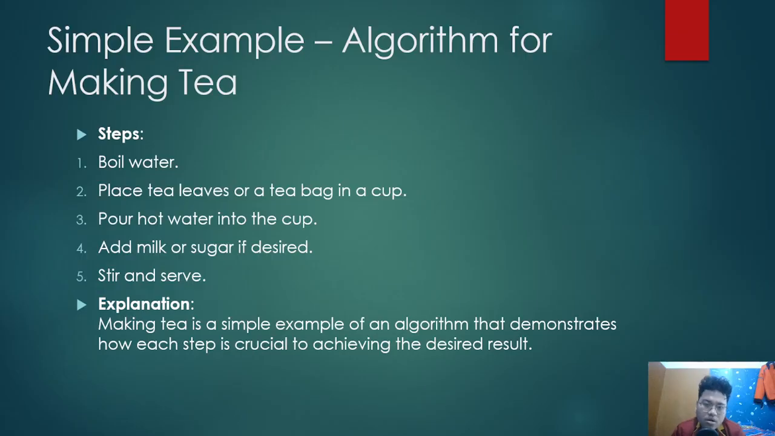We must pour the hot water into the cup when the water is already boiling. Then after that, we add the milk or sugar if desired. Then the last step is to stir and serve the tea. For the explanation, making tea is a simple example of an algorithm that demonstrates how each step is crucial in achieving the desired result.